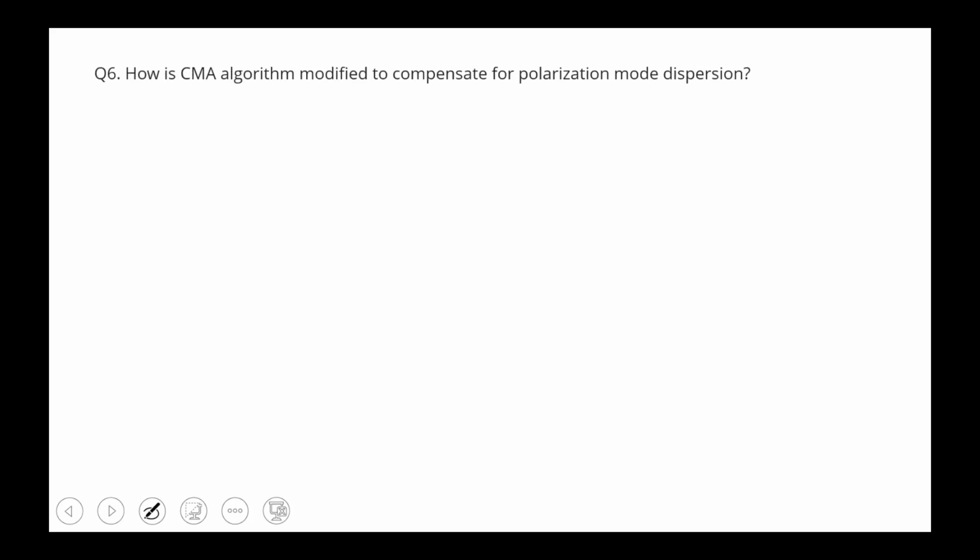How is the CMA algorithm modified to compensate for polarization mode dispersion? Use a multiple tap filter in place of the single tap filter, through which we can compensate polarization mode dispersion in the CMA algorithm.